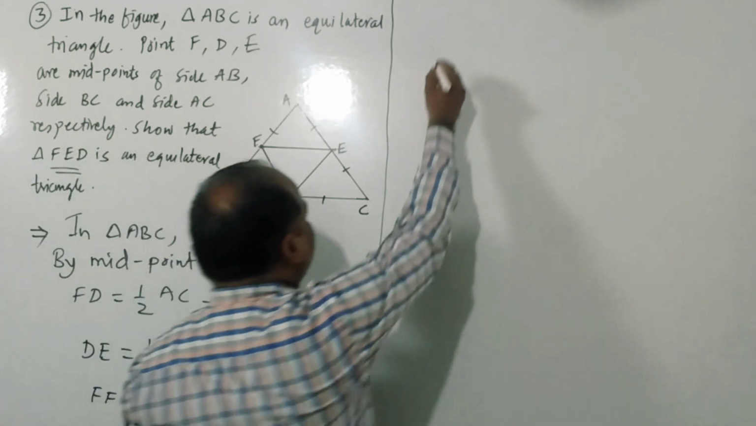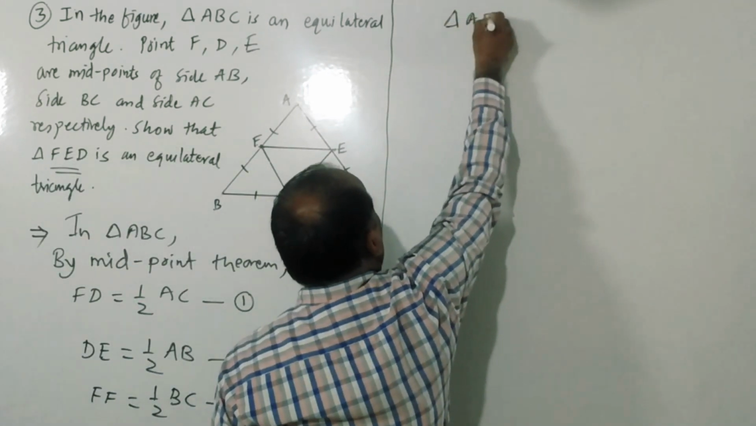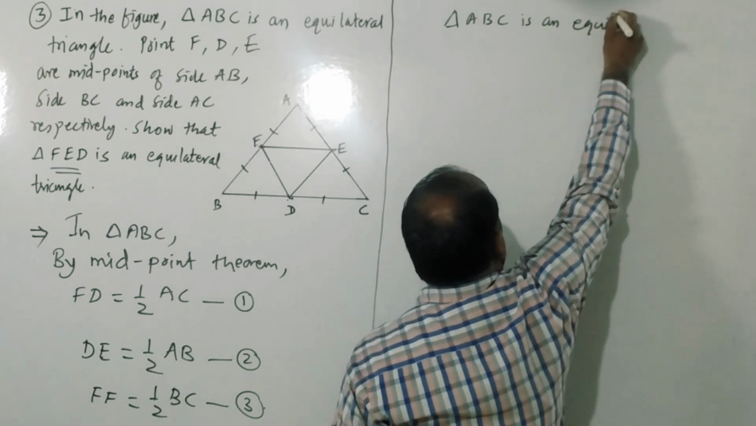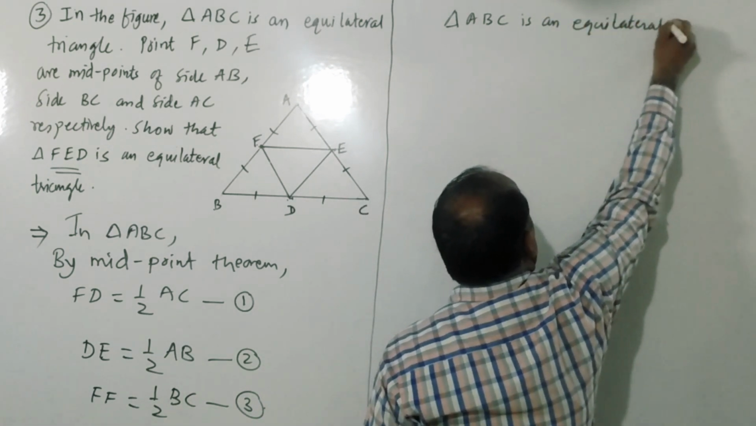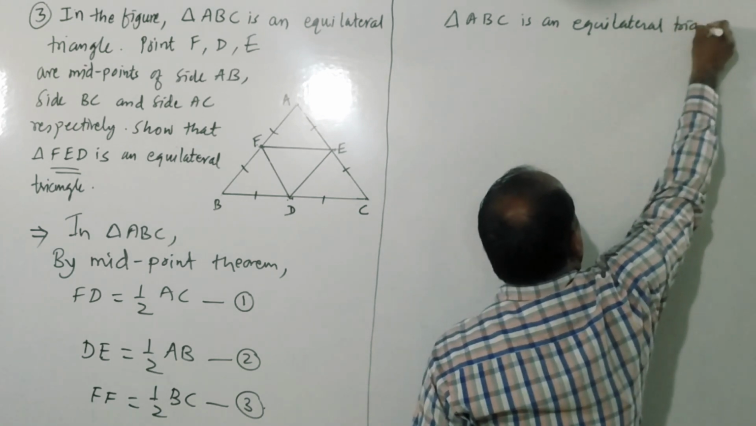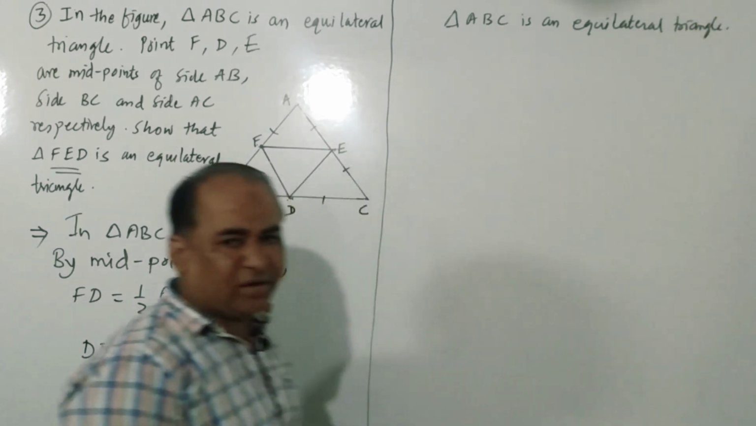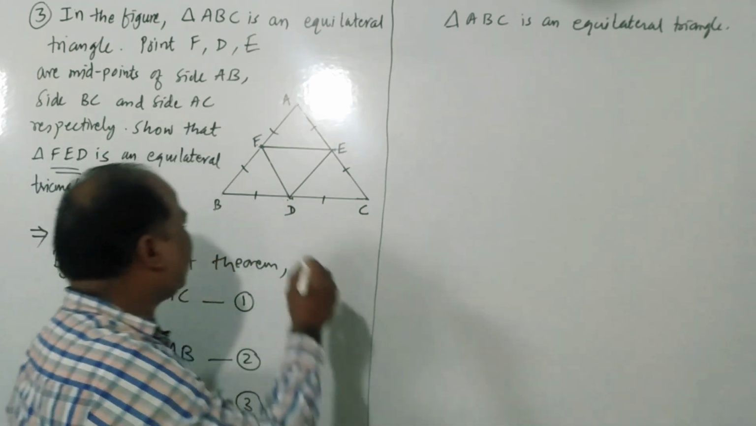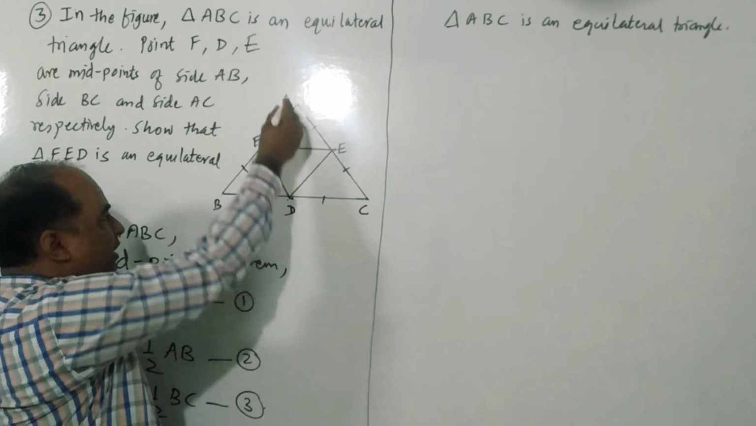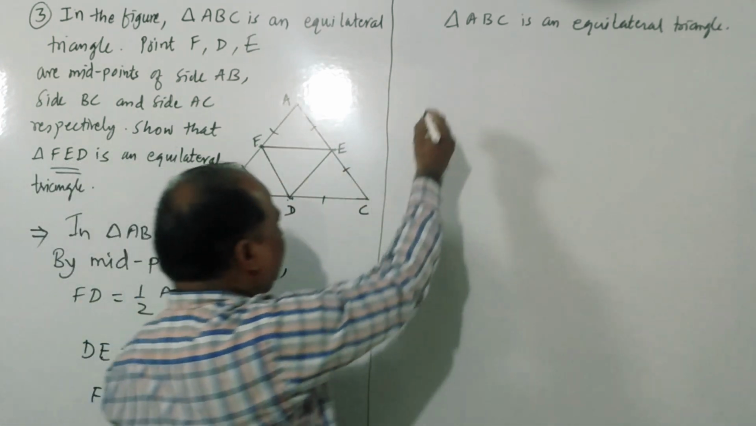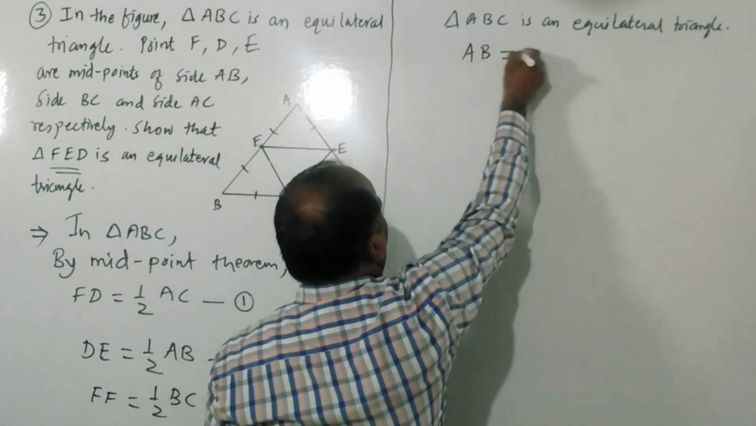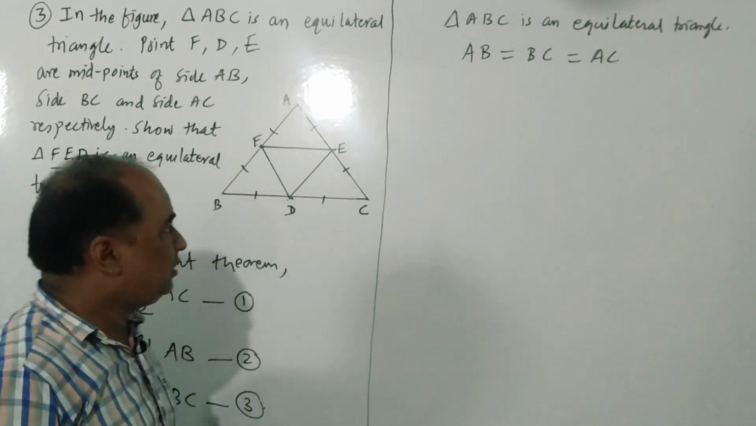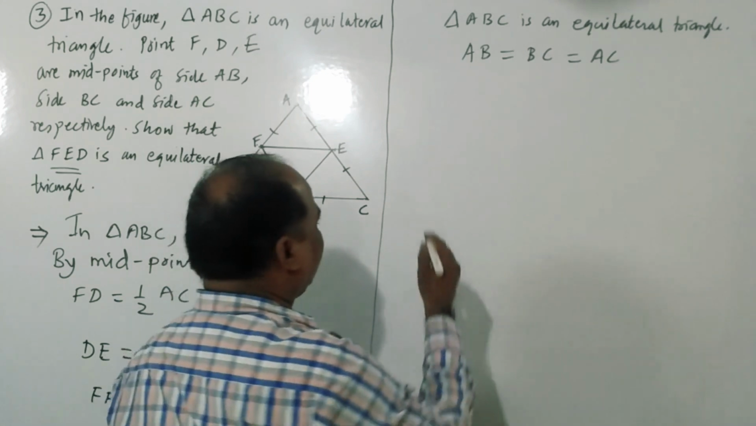Now triangle ABC is an equilateral triangle. We know the property of an equilateral triangle that all sides of the equilateral triangle are congruent. So in triangle ABC, side AB is equal to side BC is equal to side AC. All three sides are equal.